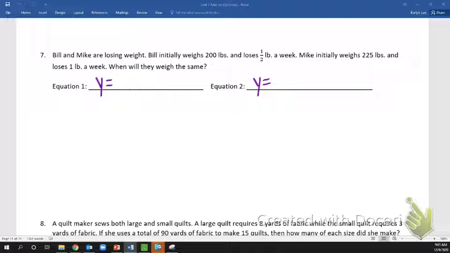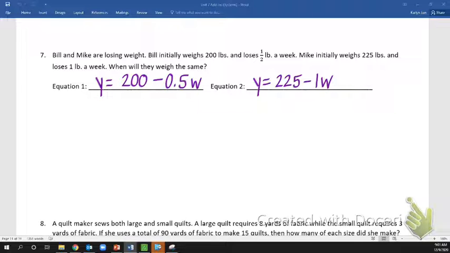Since they're talking about two people, Bill and Mike, one entire equation will be about Bill, one entire equation will be about Mike. So Bill started off by weighing 200 pounds, and he is losing half a pound each week. So since he is losing weight, he is subtracting half a pound each week. And I'm going to use W for weeks. You could have used X, whatever you want to use. Mike is 225 pounds to begin with, and he is losing 1 pound each week.